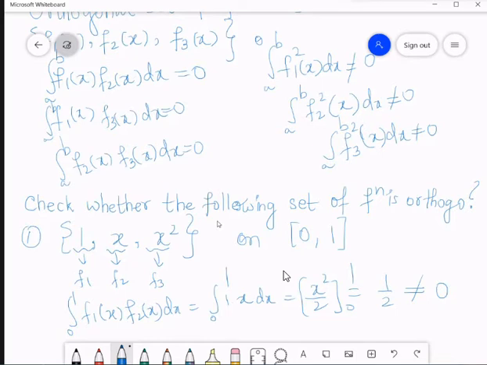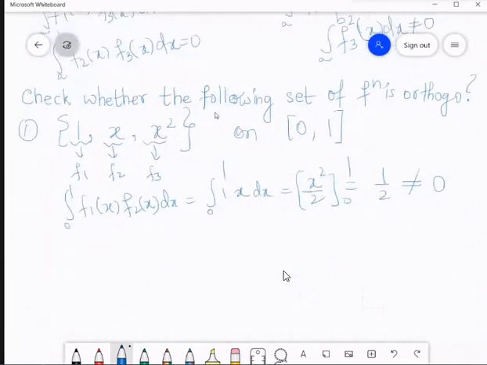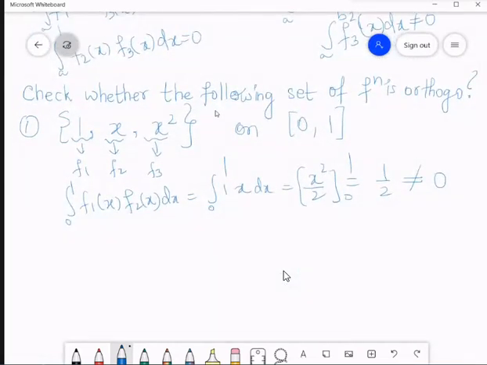So the first condition itself is telling us that it's not satisfied. So forget about checking the other ones. Checking for others is a waste of time. We wanted all of them to be 0. So here what is happening is this set of functions is not orthogonal. Okay, now let me give you another example.